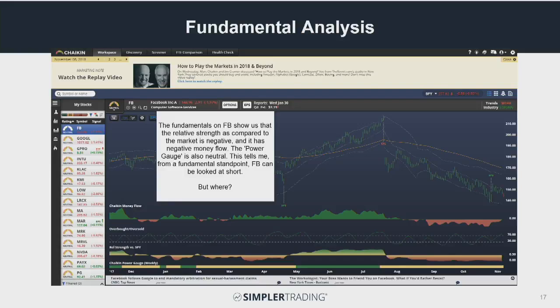All right. So looking at Chaikin, this is just an example of fundamental analysis. The fundamentals in Facebook are showing us relative strength. Any other platform works too, I know my dad likes to use Fidelity. They have really good fundamentals in there. But really what you're looking for is money flow and then relative strength. And then also the overall trend in industry and what's really popular right now.